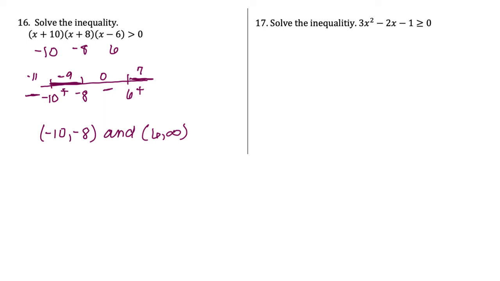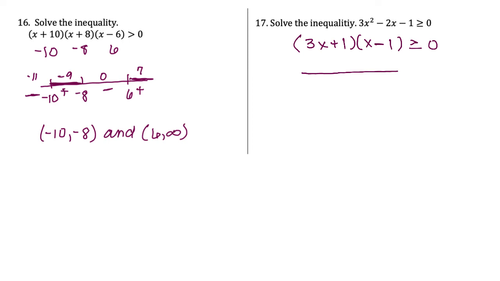So for number 17, we're solving the inequality. And so for this one, it's not in factored form, so we're going to have to do some kind of factoring first. So we're going to do 3x and x. And we've got to get a negative 2 out of this. So I guess we could do 1 and 1, right? We'll need a negative 3 and a positive 1. And hopefully that'll generate a negative 2 for us. I believe it does.